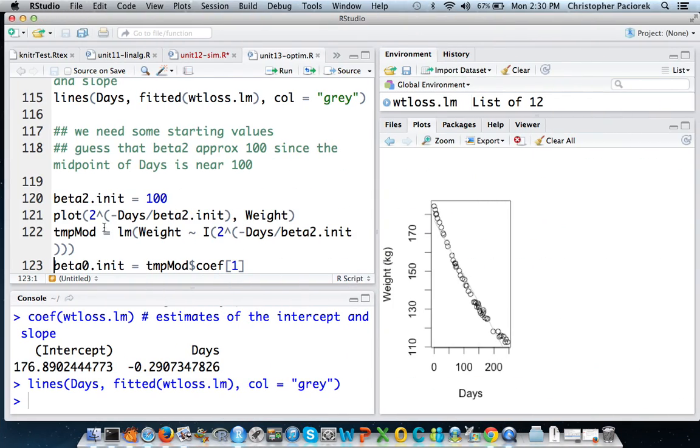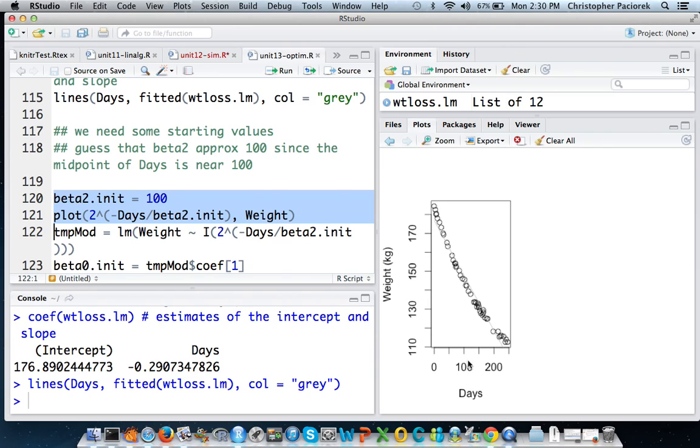So in this case, I just said, well, if I look at this days value, maybe the fact that days has an order of magnitude of around 100 suggests that the beta 2 should be something like 100 or so. That was my first idea, to get an indication of the order of magnitude.